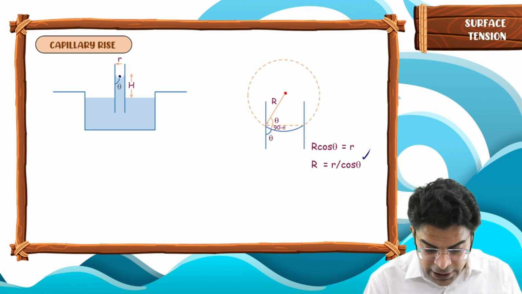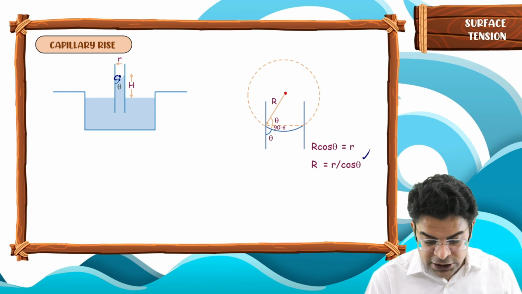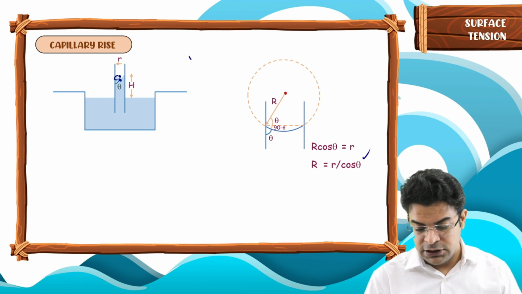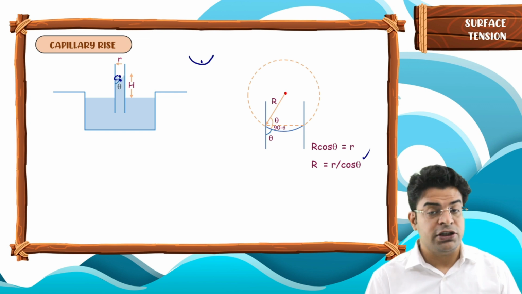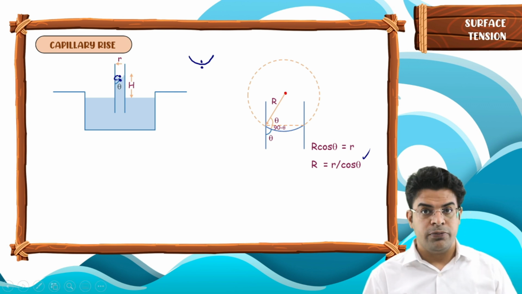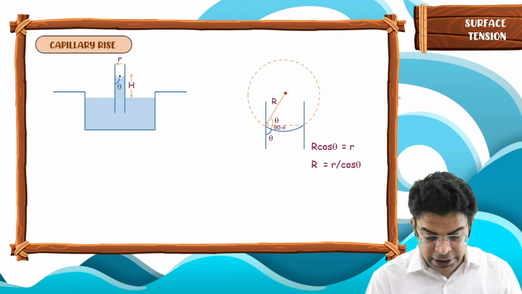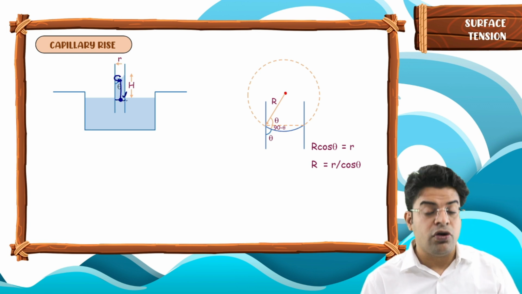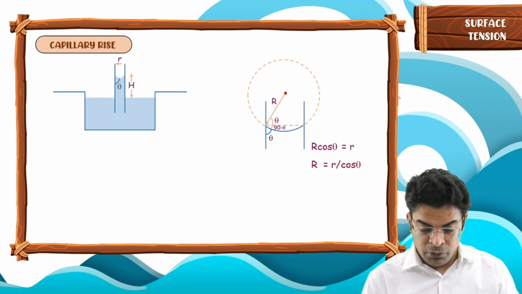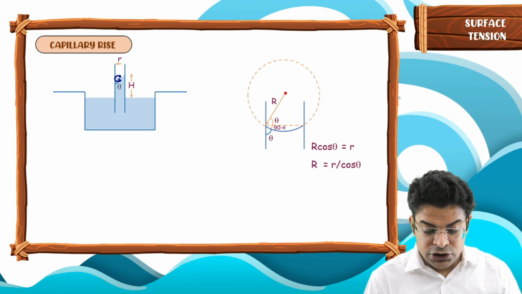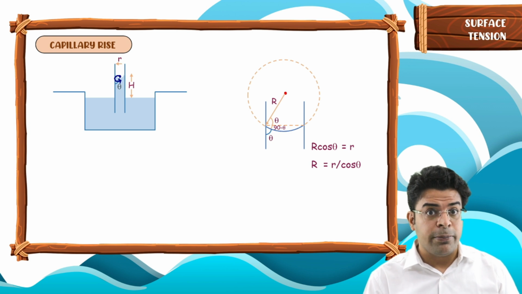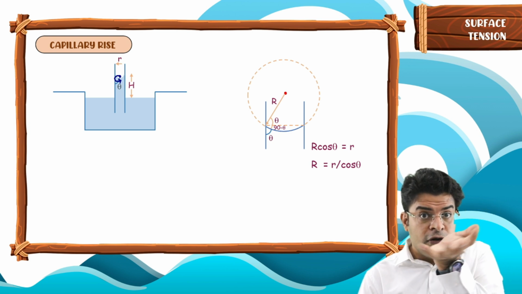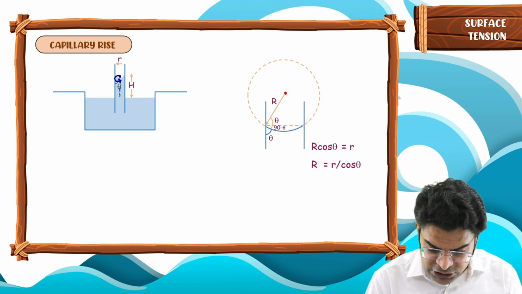You can write P atm. Going from here to here, pressure will decrease or increase? Since the curvature is this way, the upper side pressure is higher, the lower side pressure is lower. So you will write P atm minus 2T by capital R plus rho gh equals the pressure of this point, and the fluid will keep on rising till the pressure of this point becomes equal to P atm. Once more, P atm minus 2T by R, where R is capital R, the radius of curvature of this curved surface, plus rho gh equals P atm.